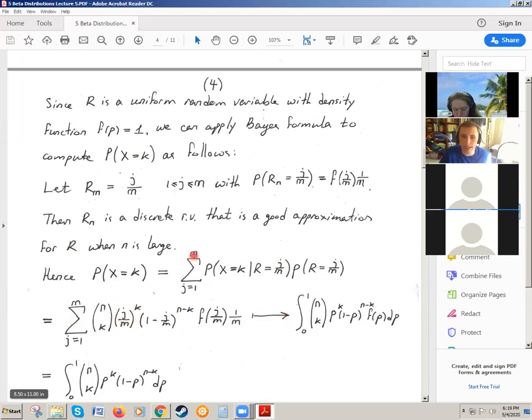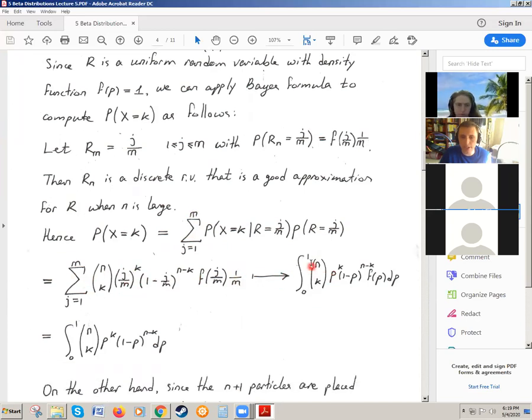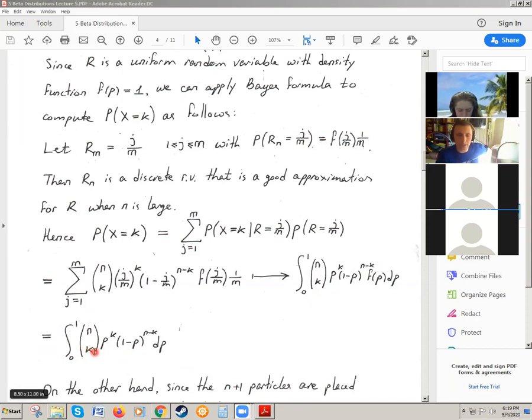So when you take the limit as m goes to infinity, if m is very large, that sum is just a summation from 0 to 1, n choose k, p to the k, 1 minus p to the n minus k, times the density function at p, dp. Because the density function in this case equals 1 everywhere, I can simply ignore it and I get this integral. Do you follow? So this integral represents the probability that exactly k particles will be to the left of the red particle. It's the integral of this, which looks like a binomial distribution.